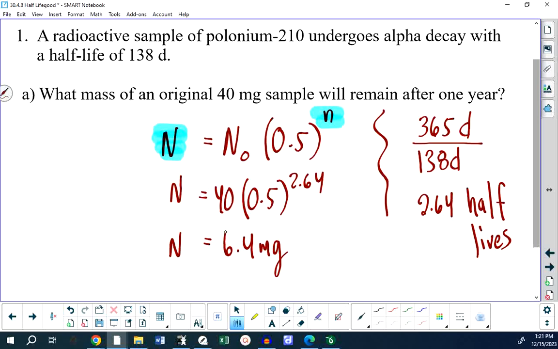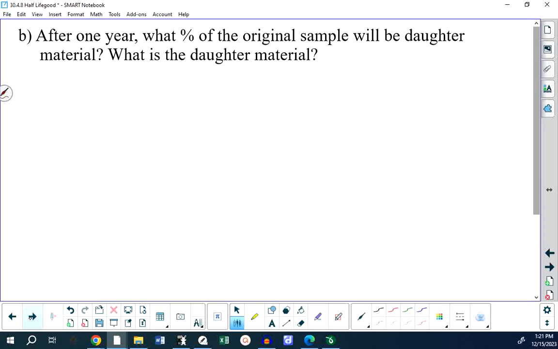Now, the next question is going to lead into something which I think is important. It's not that we had a block of 40 milligrams of this stuff and you come back a year later and there's just physically that much less material. It's probably still close to 40 milligrams. It's just that only of that 40 milligrams, only 6.4 is still polonium-210. Right? The radioactive decay doesn't involve an isotope disappearing. It involves an isotope changing. After 1 year, what percentage of the original sample will be daughter material?